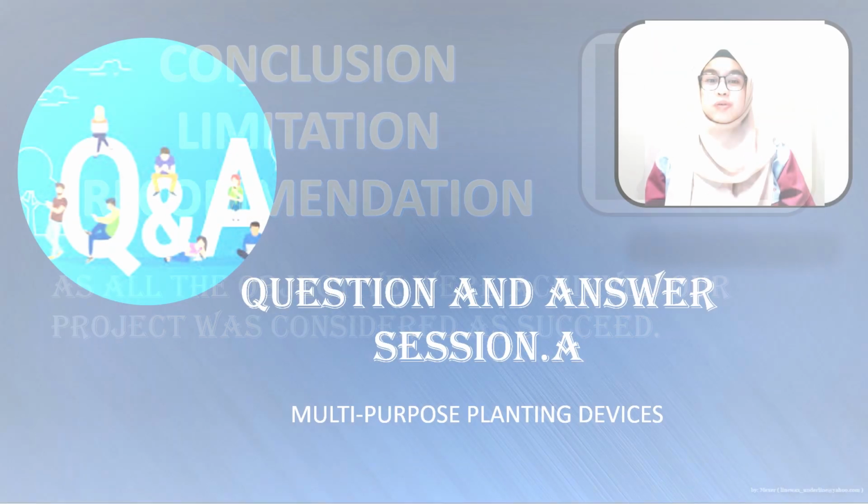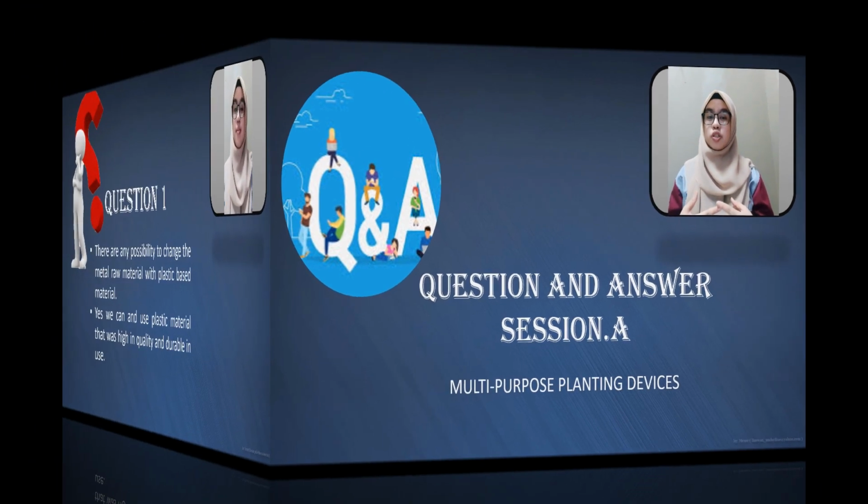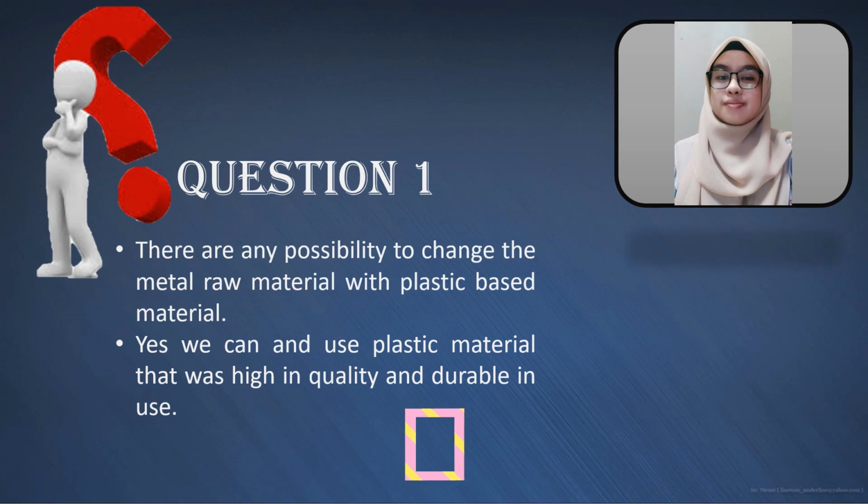Today, let's move on to our question and answer session, Q&A, based on our project. Our friend asked whether there is any possibility to change the metal raw material to a plastic-based material. For this question, our answer was yes, we can change and use plastic material that is high in quality and durable in use. We can also use other suitable materials, and to make sure, we can use EduPack software, which will help us select the best material among the best.